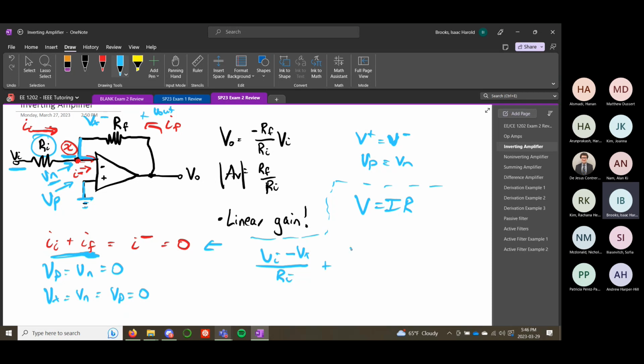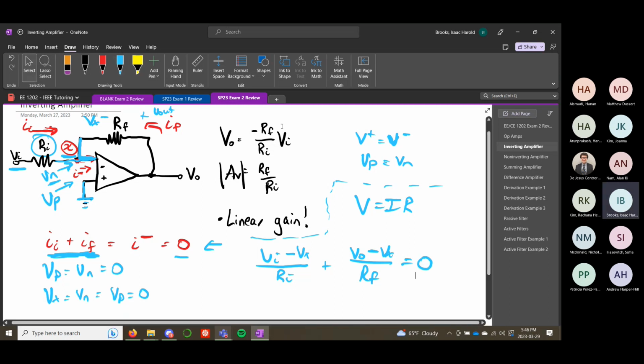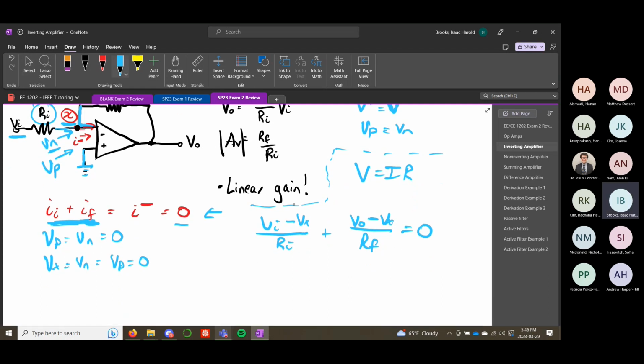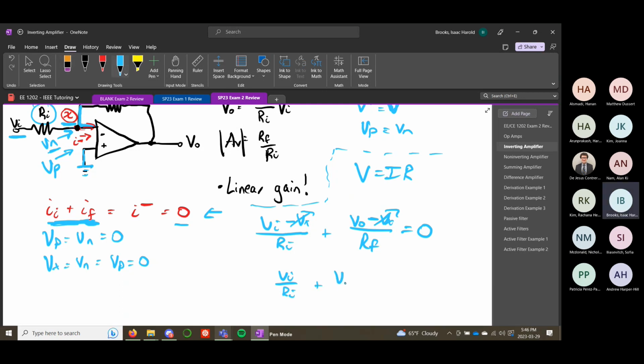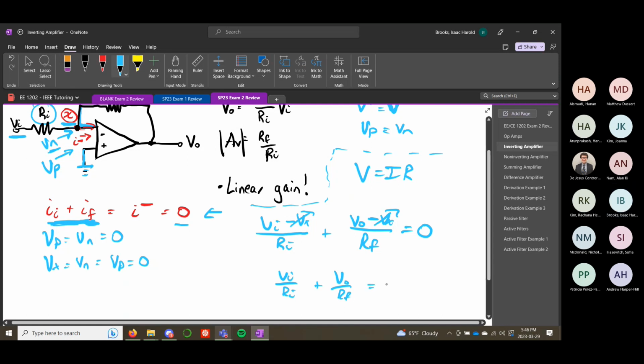So we can add that one: Vout minus Vx over RF. And we said that these two currents added up equals 0. Okay? So we can do some simplifications. We know Vx equals 0, so we can cross these out, Vx, Vx. So we can say that this is Vi over Ri plus Vout over RF equals 0.